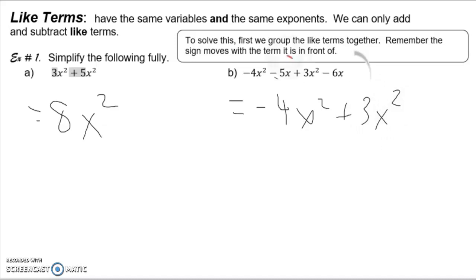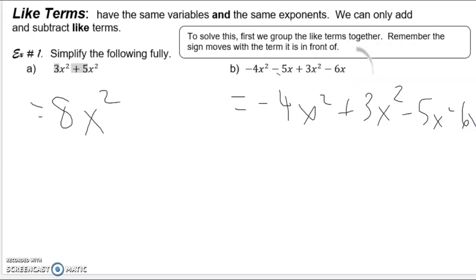We're going to look at our x's. So over here, I have a negative 5x, so I'm going to write negative 5x. And then the last one here, I have a negative 6x, so I'm going to write negative 6x. Sorry, it's getting a little cramped there. Okay, so now that we have organized it, we have our x squareds together, and then we have our x's together.